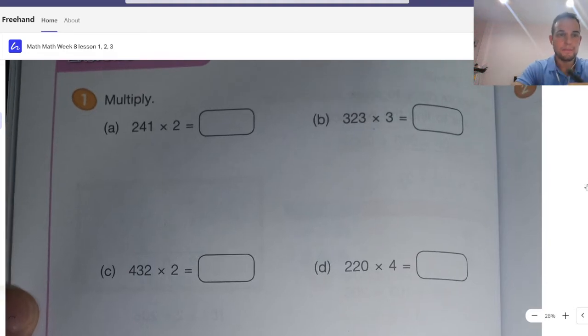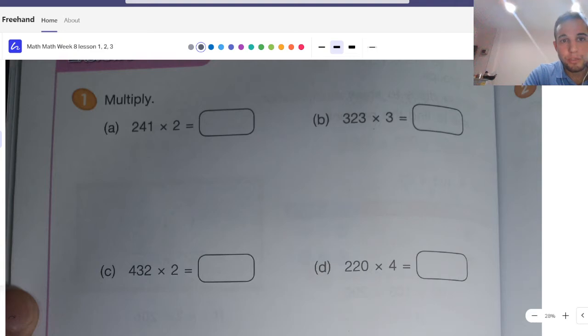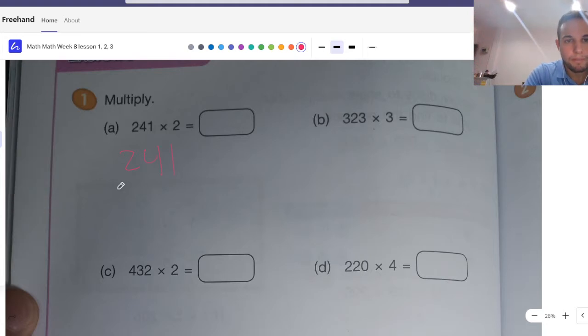A says 241 times 2. So let's practice that right now, if you didn't already do it with me. We're writing it in the vertical way. We'll use red. 241 times 2. There we go. So that's how we convert it from horizontal to vertical so we can do it easily.